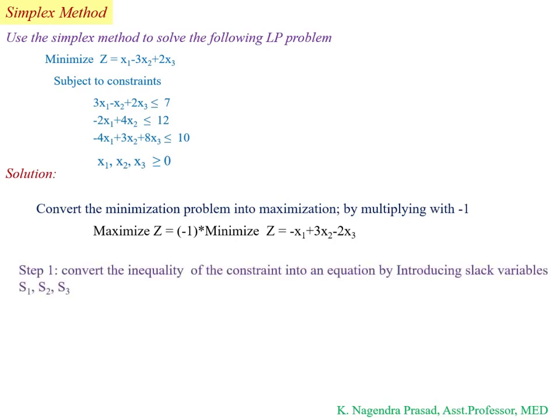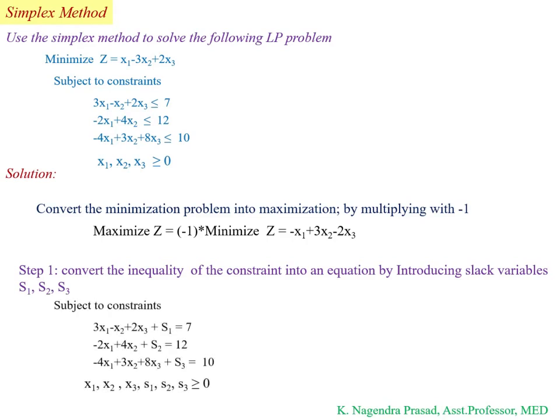Then the first step is to convert the inequalities of the constraints into equations by introducing slack variables. One more thing to observe: we have to add the slack variables because the given inequality symbols in the constraints are less than or equal to. Here three constraints are given, so we have to introduce three slack variables, that is S1, S2, S3, in constraints 1, 2, 3.